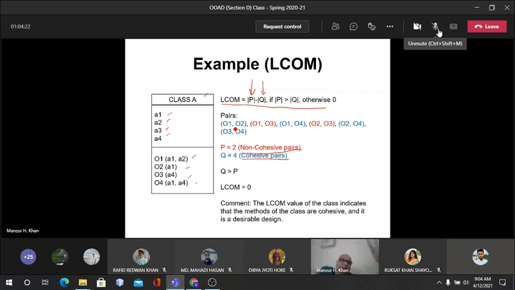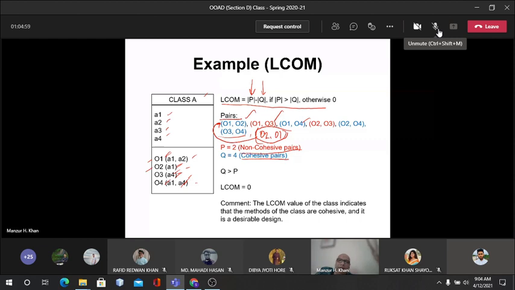First, we create the pairs of the methods. All the pairs of the methods. O1, O2 is a pair. O1, O3, another pair. O1, O4, another pair. Then O2, O3, O2, O4, O3, O4. We got 6 pairs. We could have repeated O2, O1, but this pair is already present.